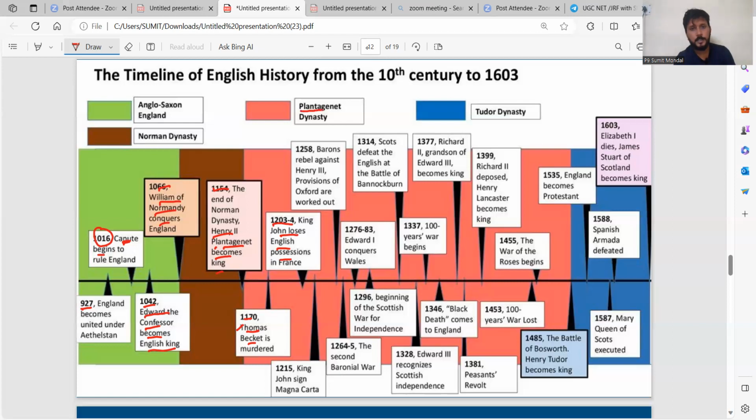So this dynasty, the Plantagenet dynasty, ruled till the 15th century, till the 16th century. After that the Tudor dynasty. So Elizabeth I, King James, all the kings and queens you can see since the 16th century, they are from the Tudor dynasty.